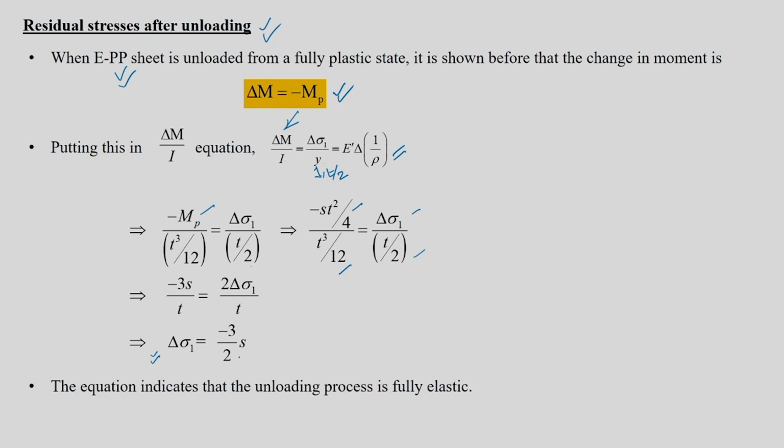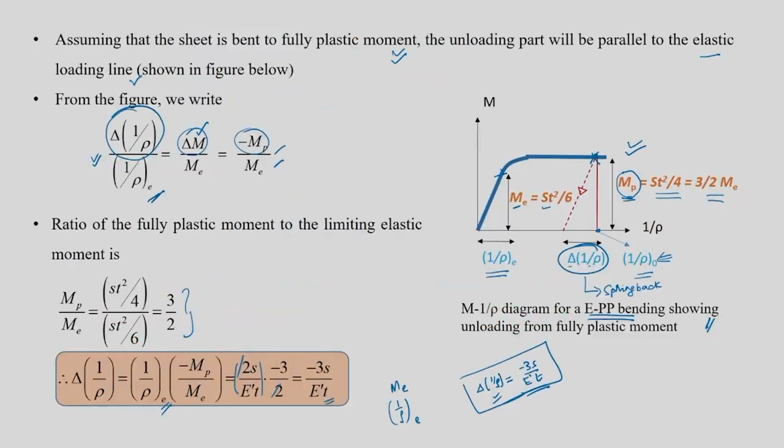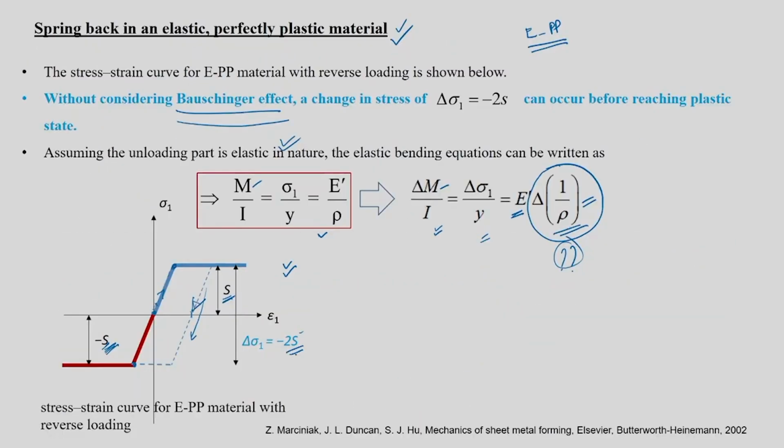Okay. What does it mean? This equation also indicates one important thing, which is given here. This equation indicates that the unloading process is fully elastic. Why? Because it is 1.5 times S, which is less than the 2S discussed before. This del sigma 1 is less than 2S. 2S is the del sigma 1 that is required before reaching the plastic state, that is a limit. So, it is less than that. So, it is 3 by 2 S only.